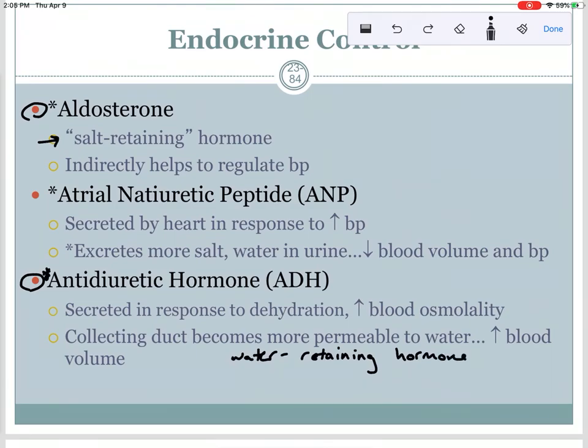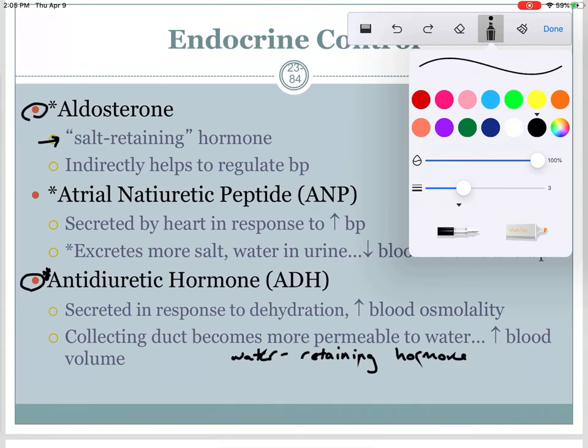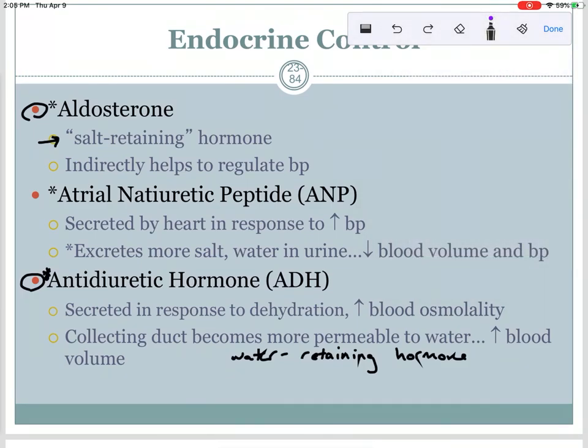Okay. I want to add another one. And I'm going to put in a different color. Let's go with green. Oh, how about purple? I like purple. Atrial natriuretic peptide hormone, ANP. This is actually our salt-releasing hormone. So it tends to be the opposite of aldosterone.